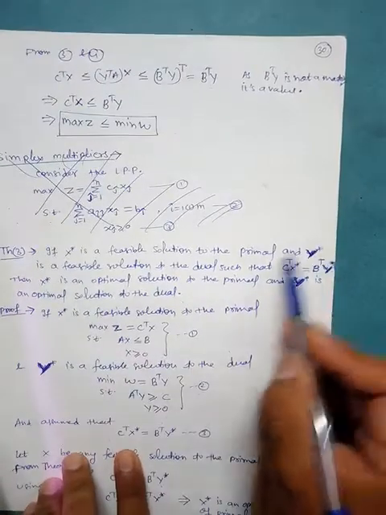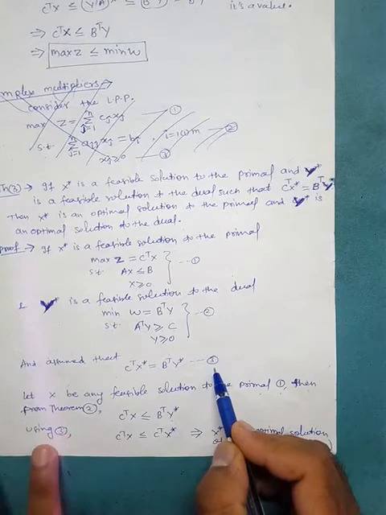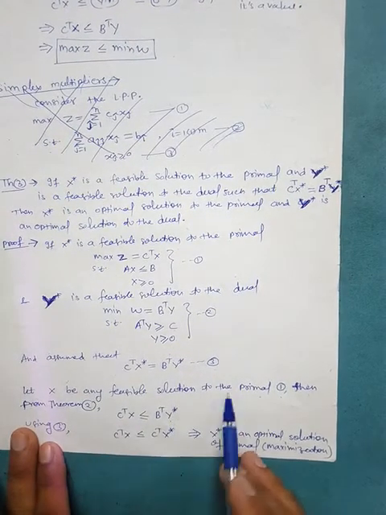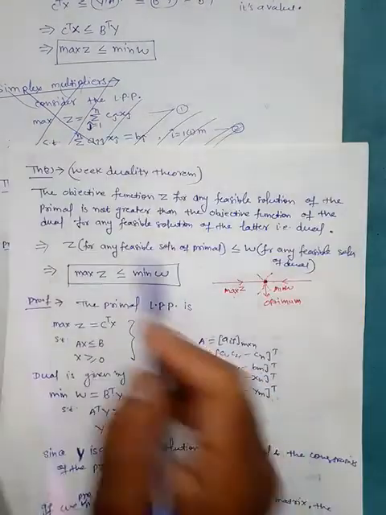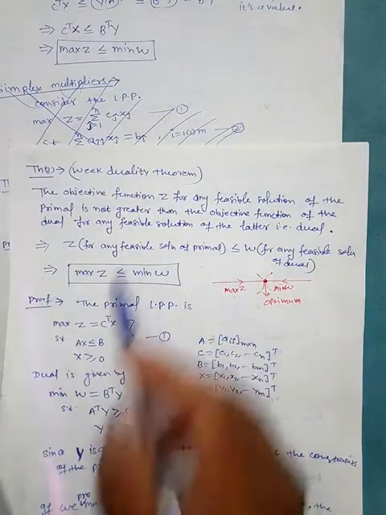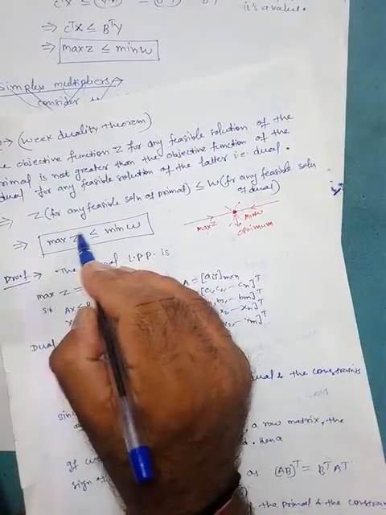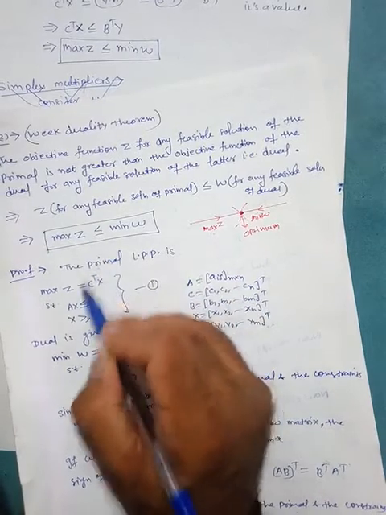What is given to you? That C transpose of x star is equal to B transpose of y star. This is already given. This is equation number 3. Fine. Now let x be any feasible solution to the primal. Then from theorem number 2, this condition holds. That means maximum of z is less than or equal to minimum of w. What is maximum z? C transpose x.